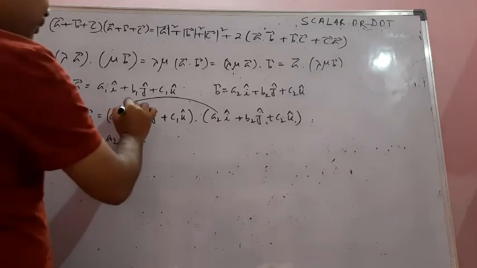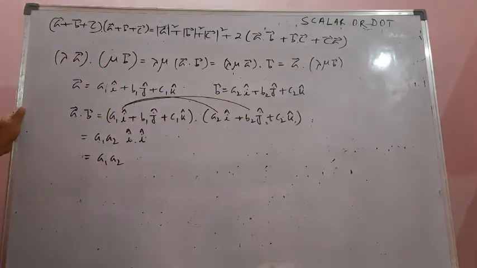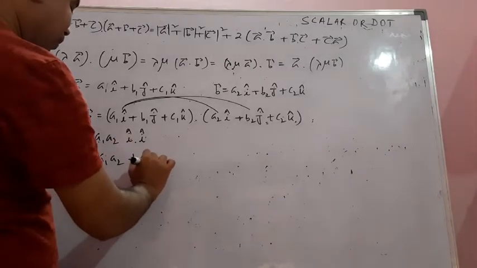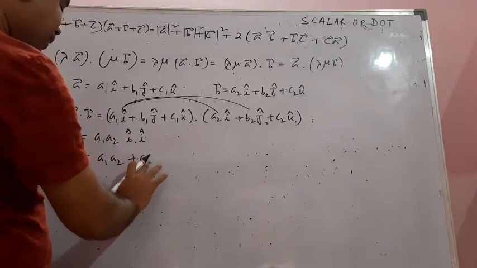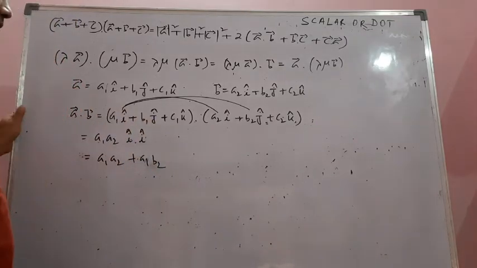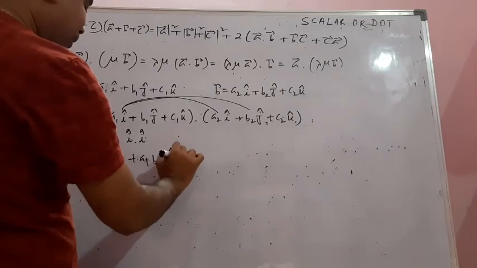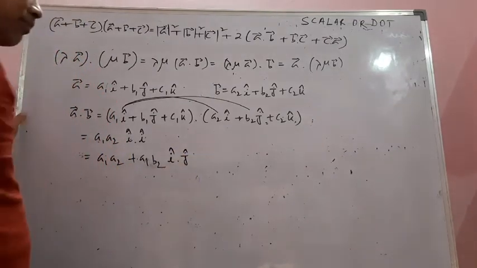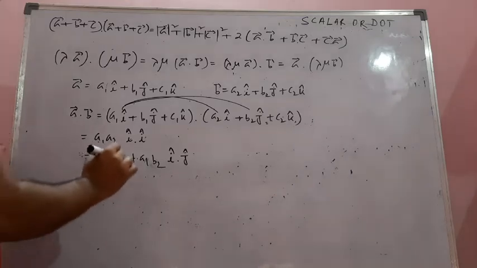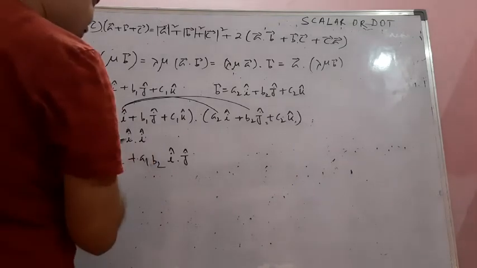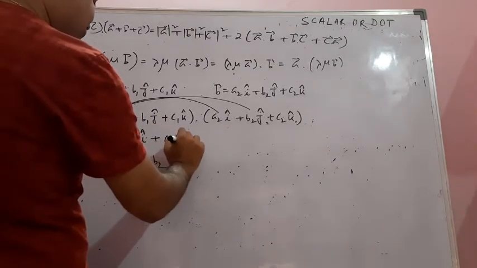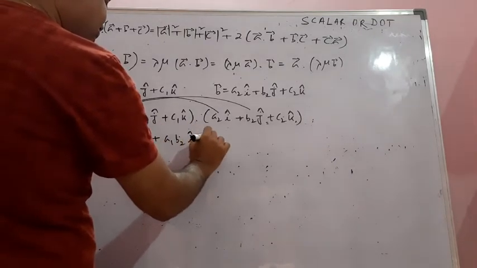Next you have to multiply this one. Here also first you multiply the scalars. What are the scalars? The scalars are a1 and b2. Then you have to multiply the vectors. What are the vectors? i cap dot j cap. It will be a1 b2 i cap dot j cap.